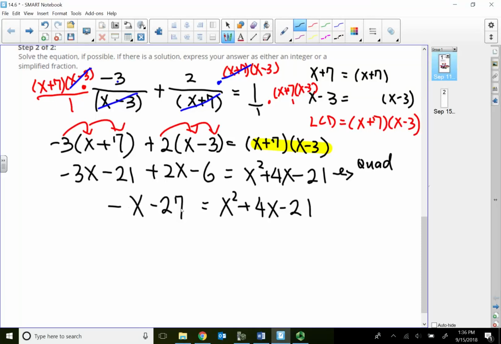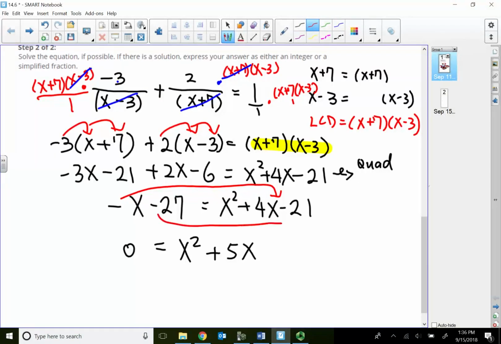So I'm going to move these 2 terms on the left to the right so I can keep my leading term, x squared, positive. So when the negative x comes over, it becomes positive x. Then that will combine with my positive 4x, so I should get positive 5x. When the negative 27 comes over, it becomes positive 27. Negative 21 plus 27 should be positive 6.